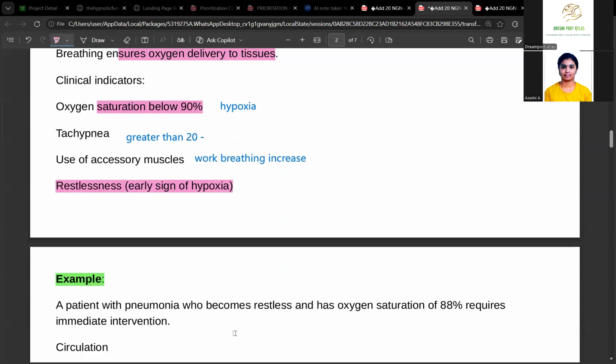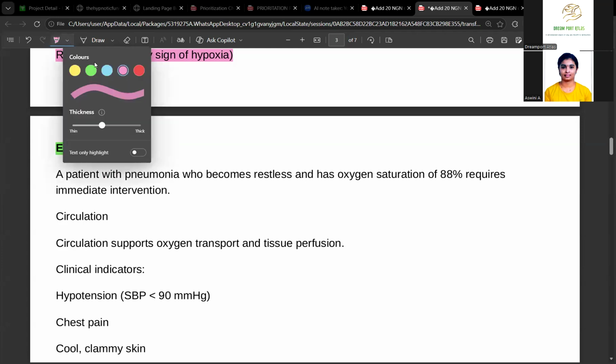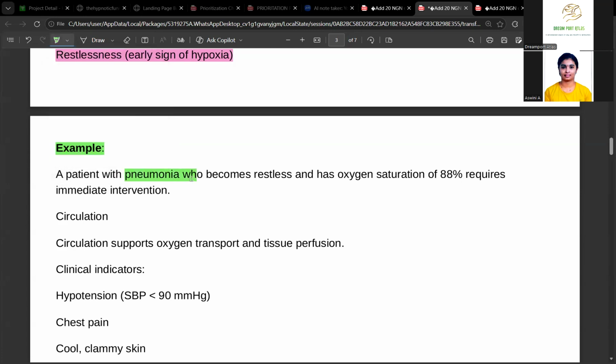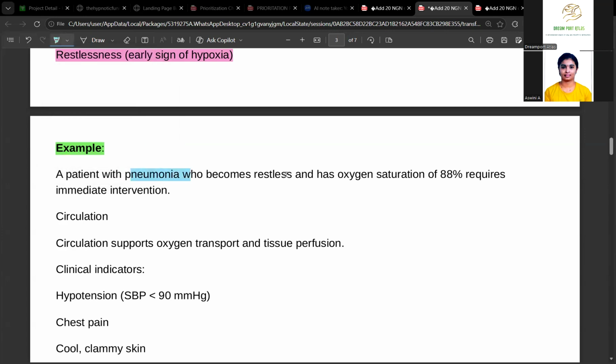Okay, second thing: a patient with pneumonia who comes in restless and has an oxygen saturation of 88%. How can we assess this scenario? What is the patient condition? Pneumonia is the patient condition. The patient diagnosis is pneumonia and the patient is restless. That means the patient has hypoxia, and it is already shown that the oxygen saturation is 88 only.